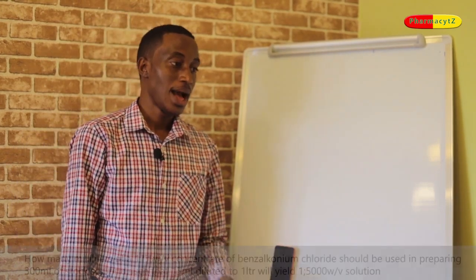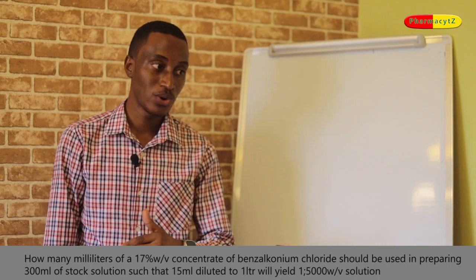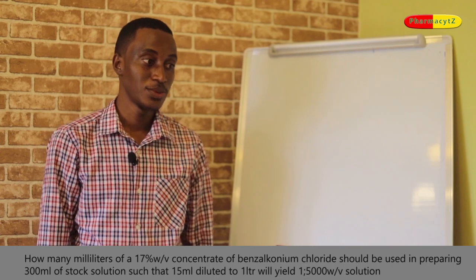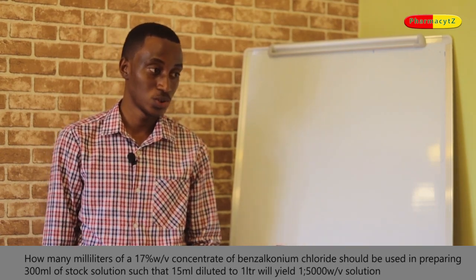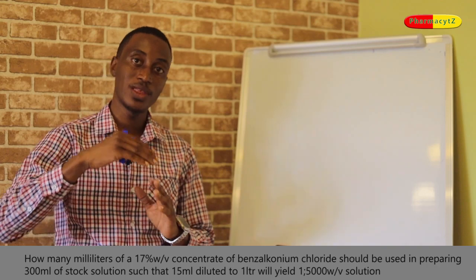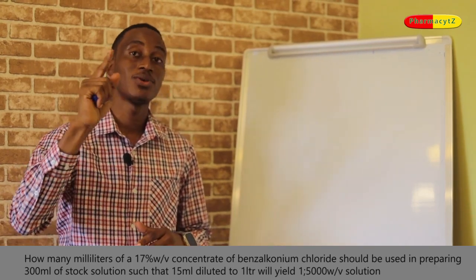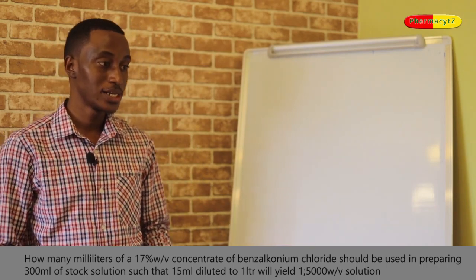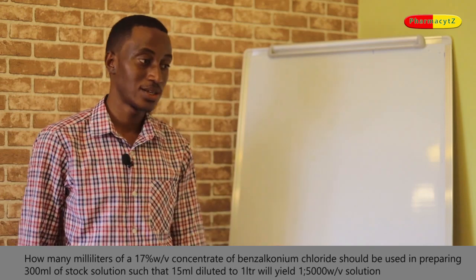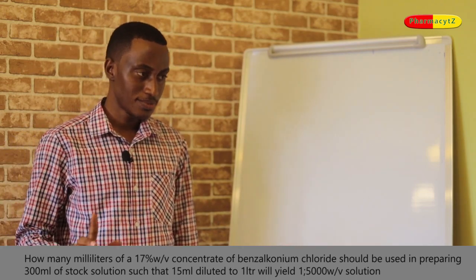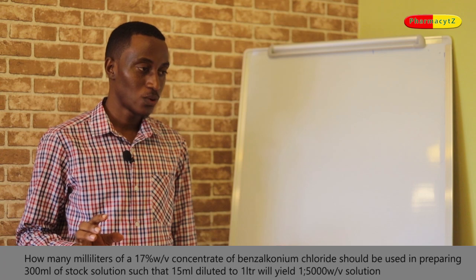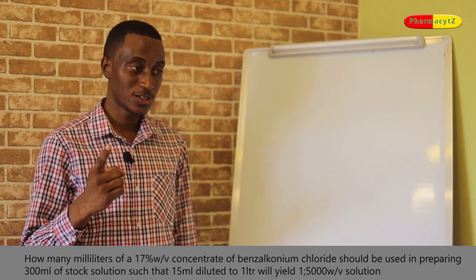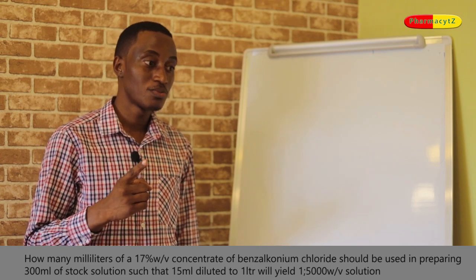Let's read this question. How many milliliters of a 17% weight in volume concentrate of benzalkonium chloride, this is a preservative, should be used in preparing 300 ml of stock solution, such that 15 ml diluted to 1 liter will yield 1:5,000 weight in volume solution? Be careful with the words such that, they indicate more than a single dilution.